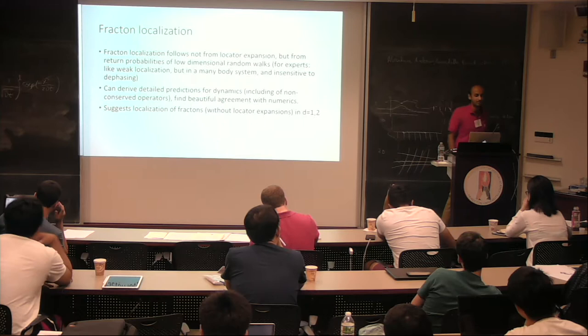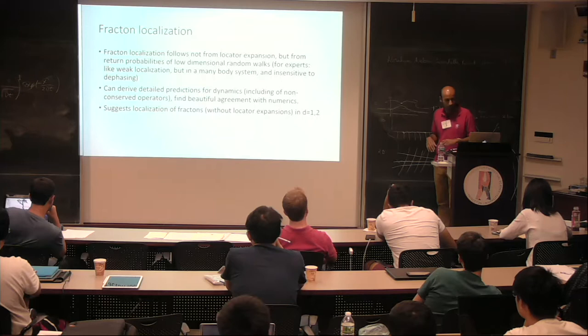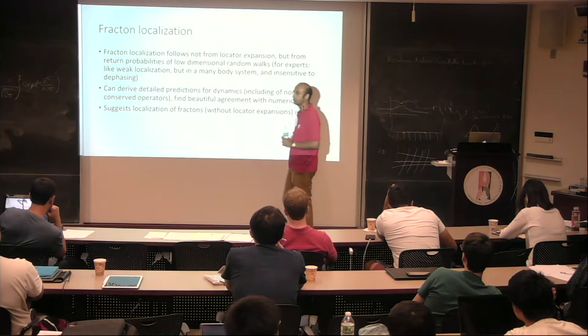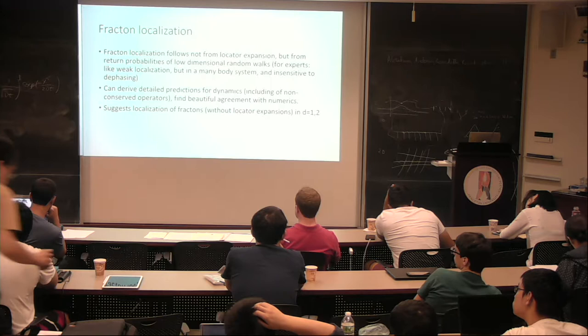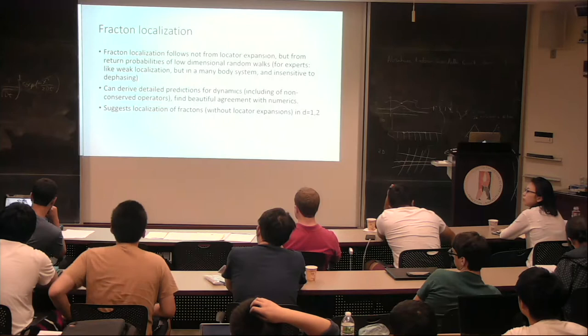We can derive very detailed predictions for the dynamics, including those of non-conserved operators, and we find beautiful agreement with numerics. If you want to see all of that, go look at our paper, preprint from last month. And it suggests that random circuit dynamics with dipole moment conservation should exhibit charge conservation in dimensions 1 and 2, but not in 3 dimensions, because 3-dimensional random walks do not have to return to the origin. So in 3 dimensions, you emit a dipole, and the dipole could just go off forever, and then you have a permanent move. Okay? So it suggests that low-dimensional systems could actually be special.